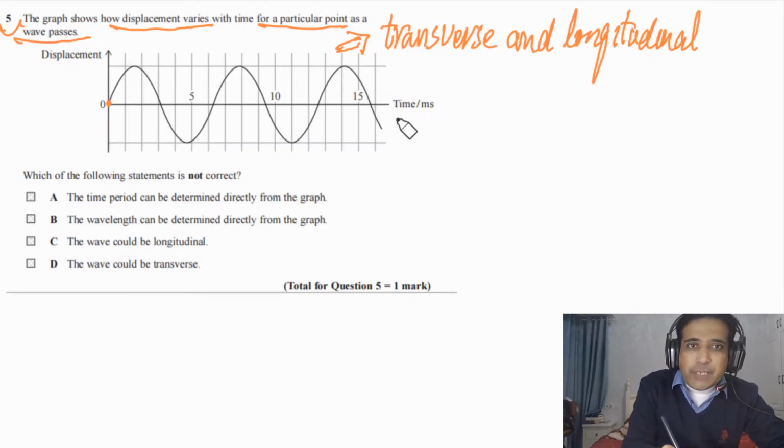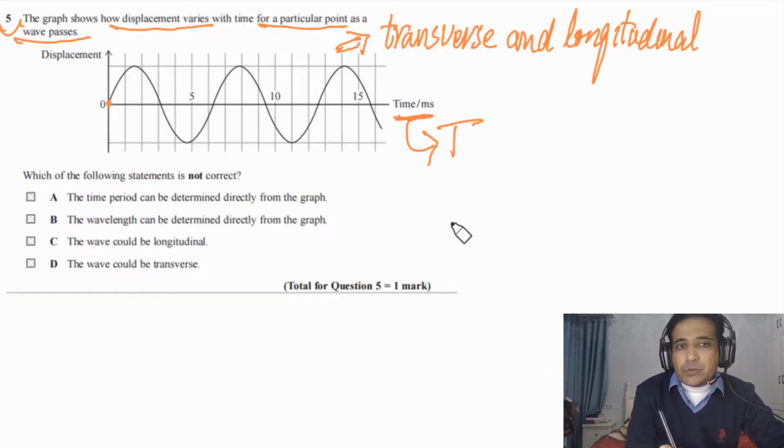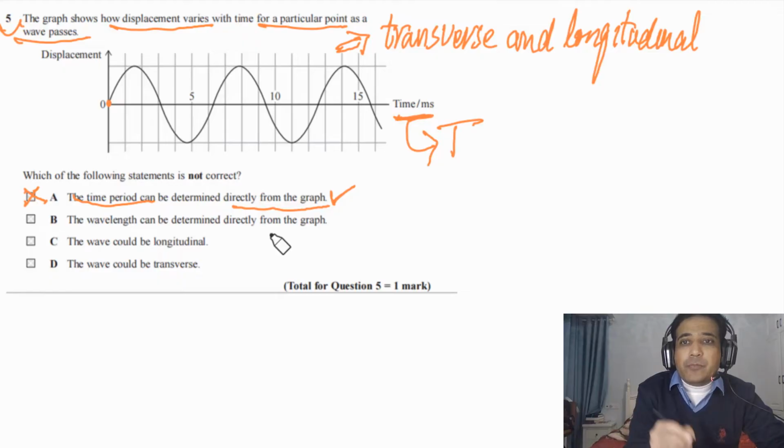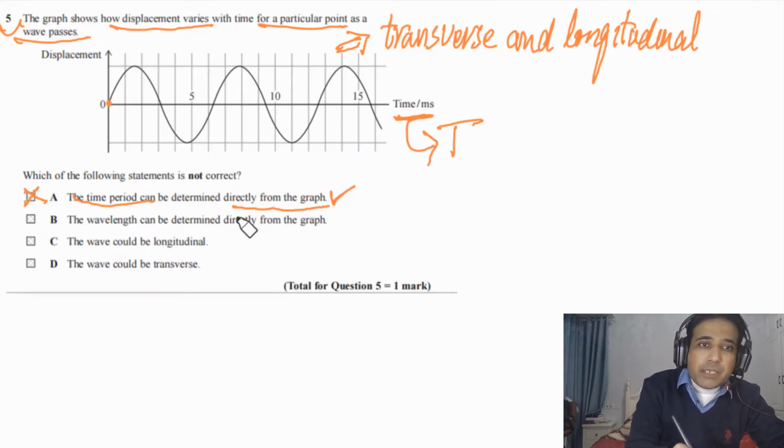Here we have time on the x-axis, which means we can find the time period from here. The option says the time period can be determined directly from the graph. Yes, this statement is correct, but this is not the correct answer. The wavelength can be determined directly from the graph. Wavelength we cannot determine because the x-axis is time, so we can only determine time. So this statement is incorrect, and the answer for this question has to be B.